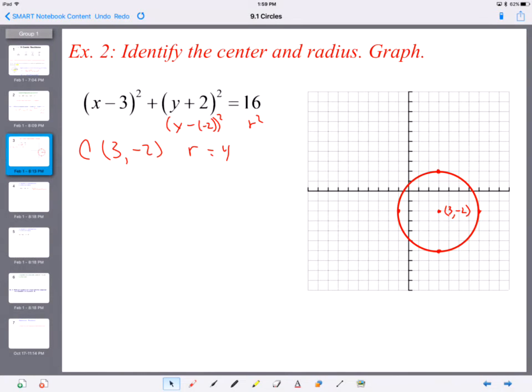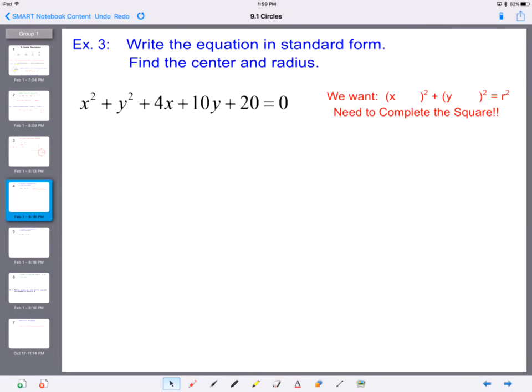Okay, so we've gone from writing equations to taking the equation and graphing it and identifying. The next thing that we're going to do is I'm going to give you an equation that's not in standard form. We want to take it and write it in standard form by completing the square. These are binomial squares, so when we deal with binomial squares, we need to complete the square. We've already done this before, but we're going to do this now to write an equation, not to solve.